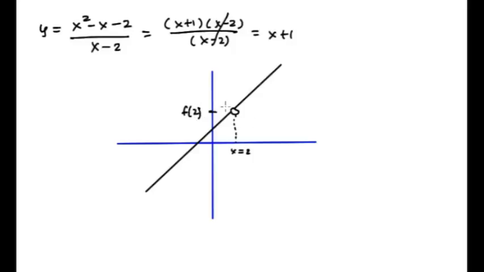But why is there a hole? Because if you plug 2 into this, you're going to get 0 over 0. So that's why there's a hole. It's undefined. So why do we need a limit? It's because we can evaluate the limit as x approaches 2 of this function, which I'm not going to rewrite, and that is going to equal 3.